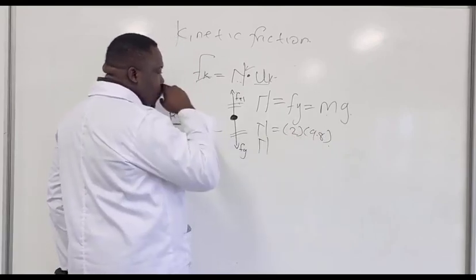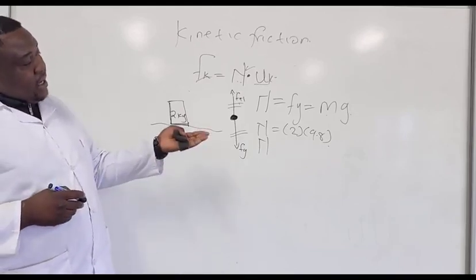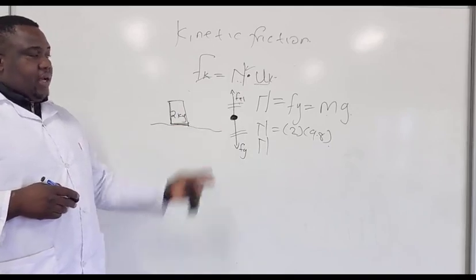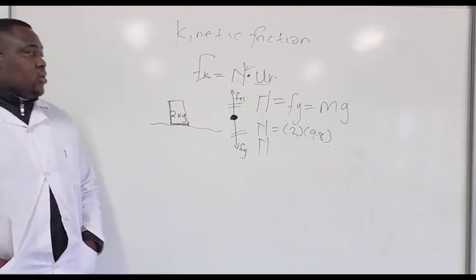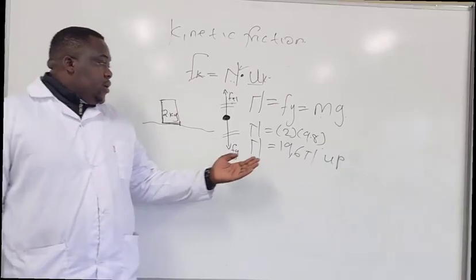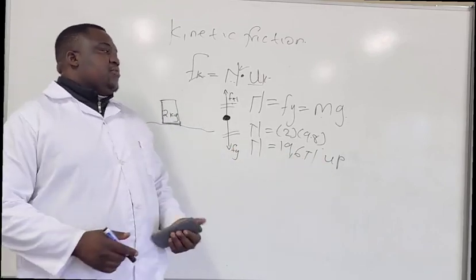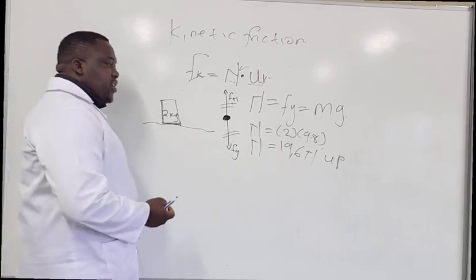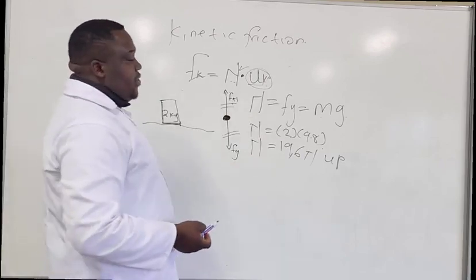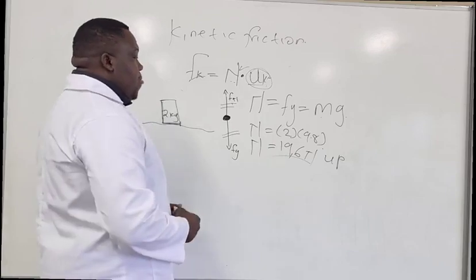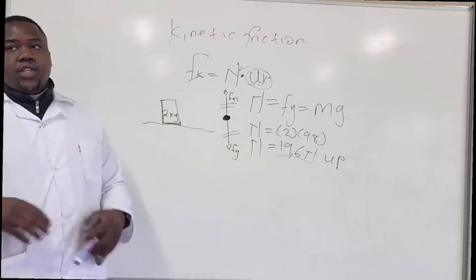Then the normal force will give us the answer: 2 times 9.8, which will give us 19.6. So the normal force is 19.6 Newton up. So if we want to calculate the kinetic friction, we just multiply the coefficient of kinetic friction, which they usually give us, then we substitute the normal force, then we get the kinetic friction.